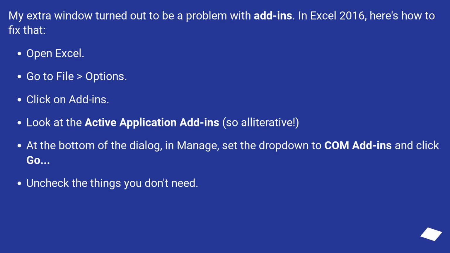My extra window turned out to be a problem with add-ins. In Excel 2016, here's how to fix that. Open Excel. Go to File, Options. Click on Add-ins. Look at the active application add-ins, so alliterative. At the bottom of the dialog, in Manage, set the drop-down to COM add-ins and click Go. Uncheck the things you don't need.